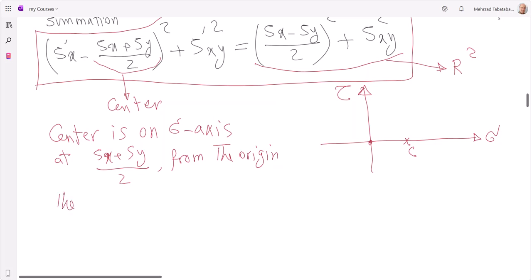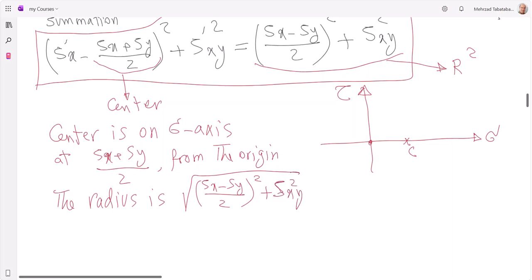The radius is the square root of (Sx minus Sy divided by 2) squared plus Sxy squared. So basically we come here and calculate the average stresses. I sketch it, but I will draw it more neatly with some tools and draw a circle. And this circle has the radius of r, which is this value here, which we can calculate.